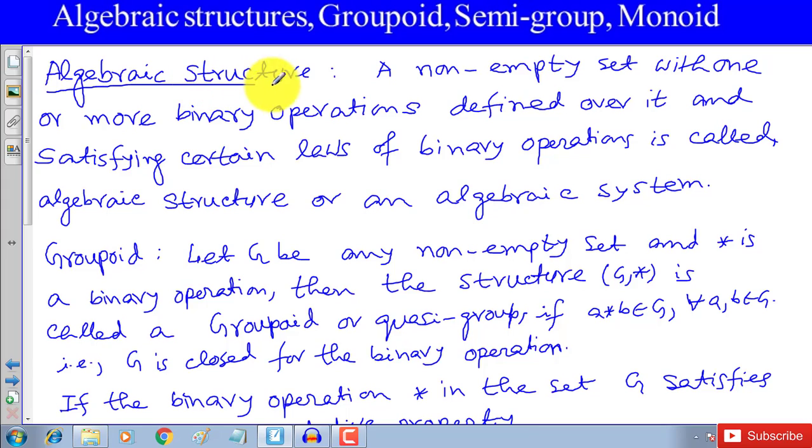Algebraic structure. A non-empty set with one or more binary operations defined over it and satisfying certain laws of binary operations is called an algebraic structure or an algebraic system.